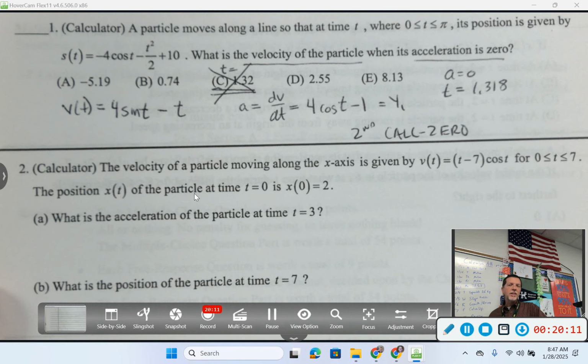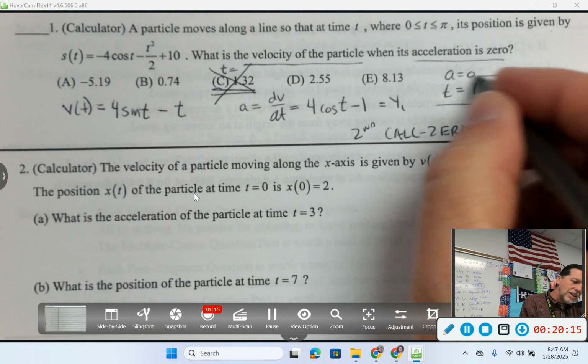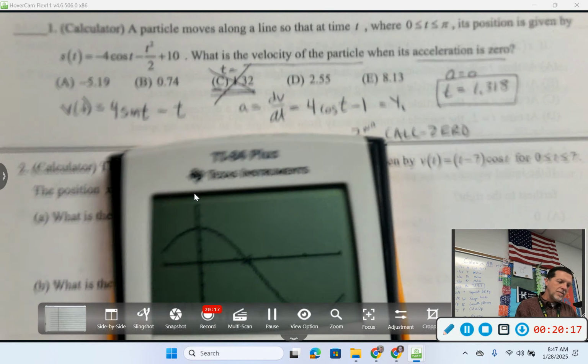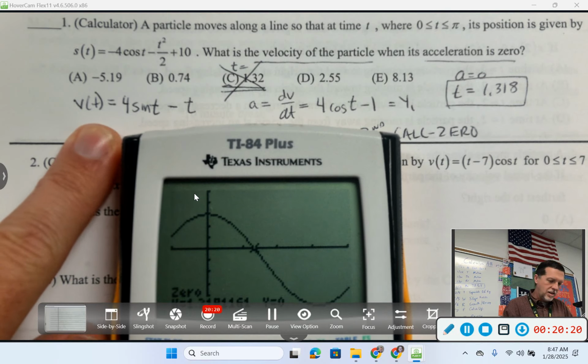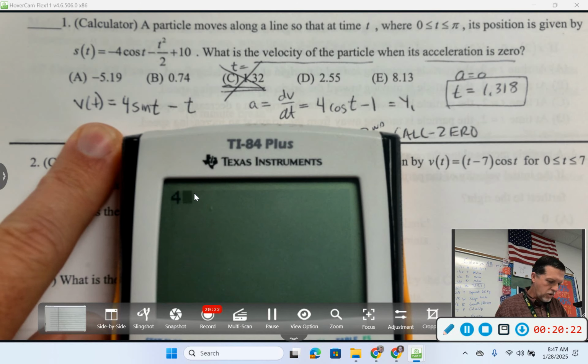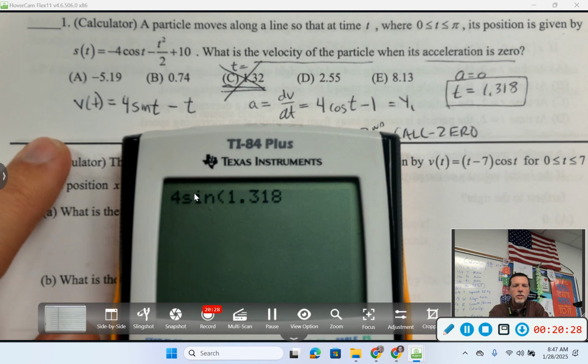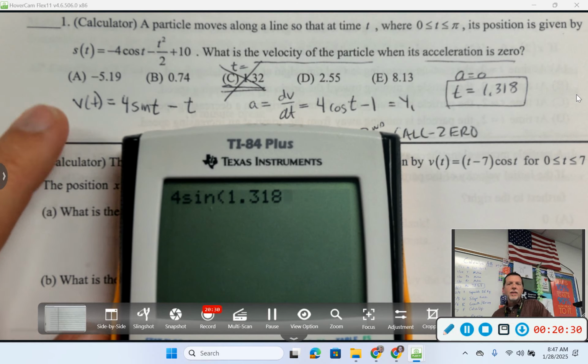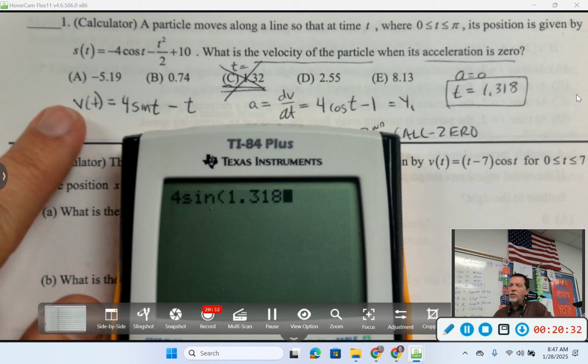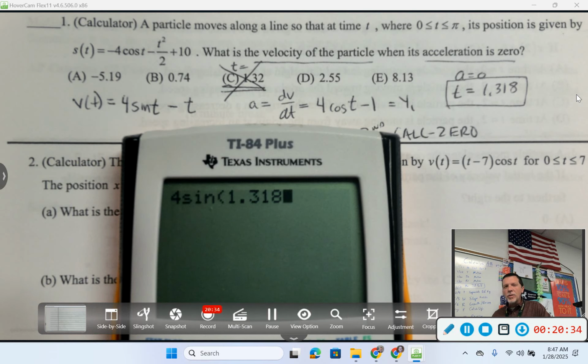So how do I find the velocity if I know the time? Just plug it in. So 4 sine 1.318. I'm a little worried about how accurate 1.318 is, but my answer choices are all far enough apart, and I've carried 3 decimals, so I'm probably going to be fine.